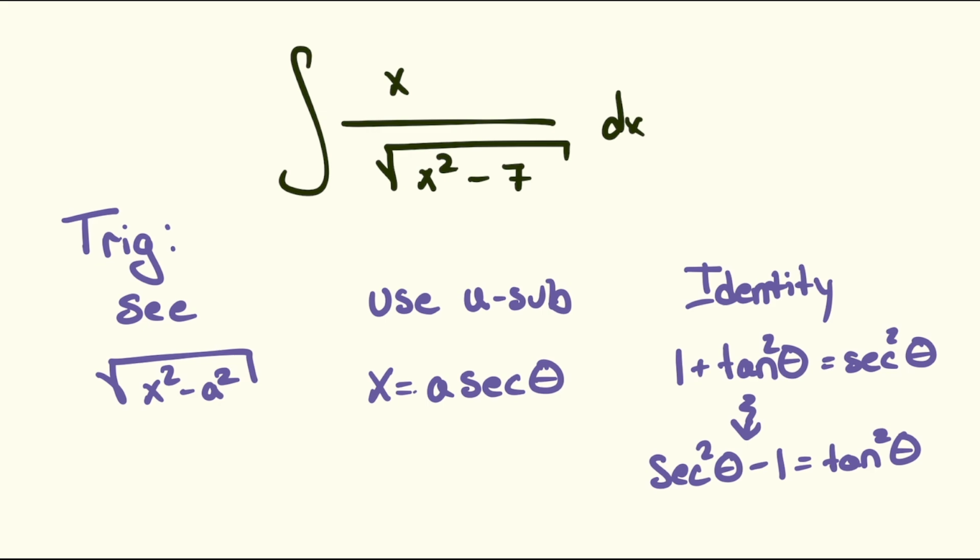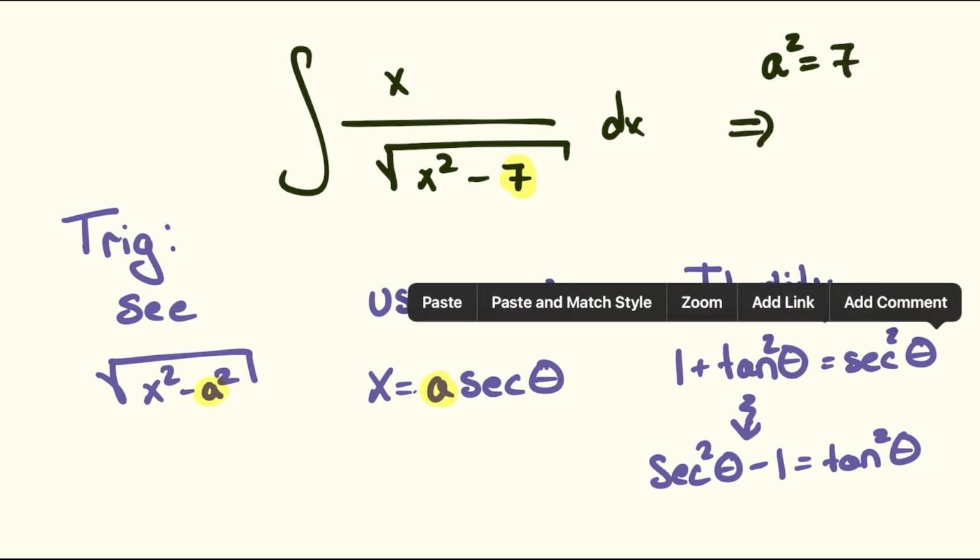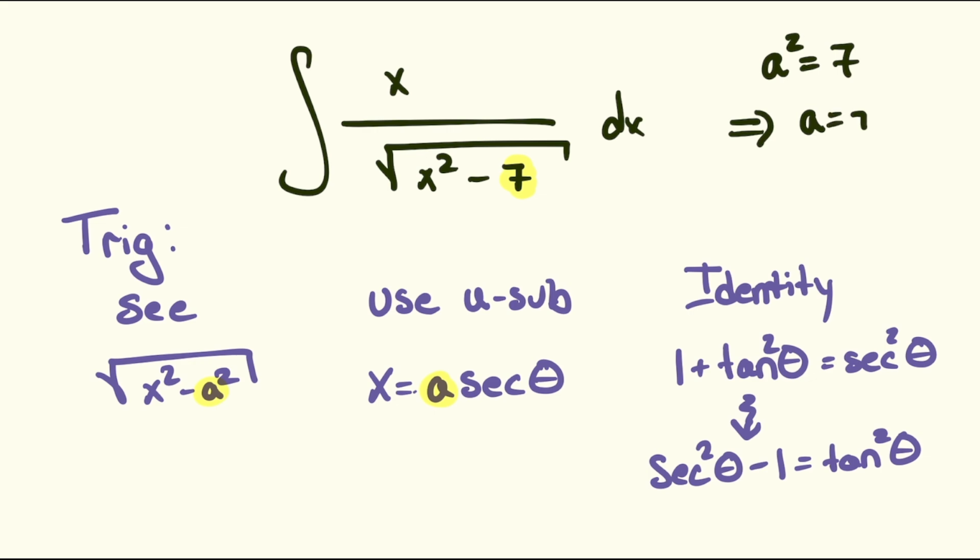Now, let's start off with the fact that when we're looking at this, one of the things we want to know is, what is this a value that we're going to be working with in this case? If we look up at our equation that we have here, we have the number 7. That tells us in our instance, a squared is equal to 7, which tells us that our a is going to be equal to the square root of 7. So it's just slightly different in that way.